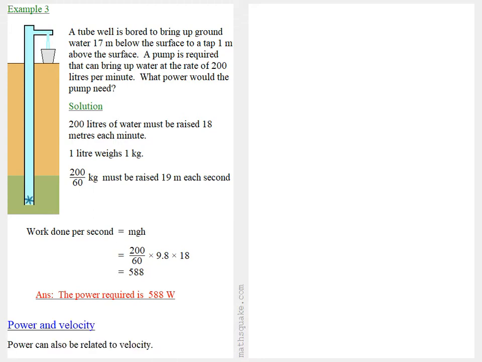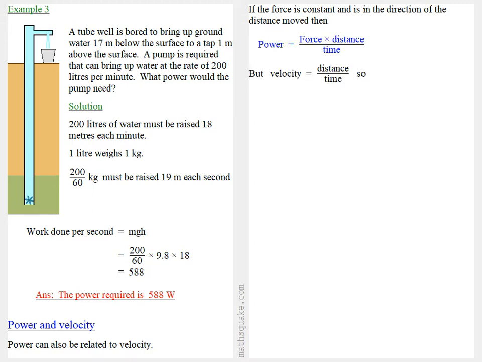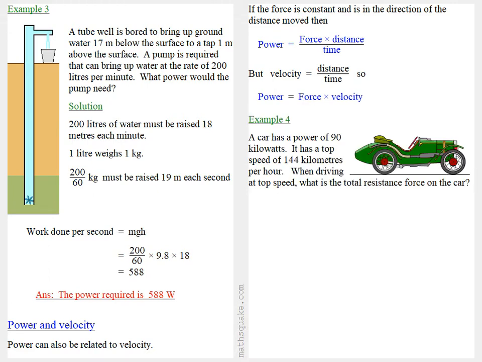Now another way of thinking of power is to relate it to velocity. If the force is constant and is in the direction of the distance moved, then power is force times distance divided by time. But velocity is distance divided by time, so power is equal to force times velocity. Let's have a look at an example to see how this works.